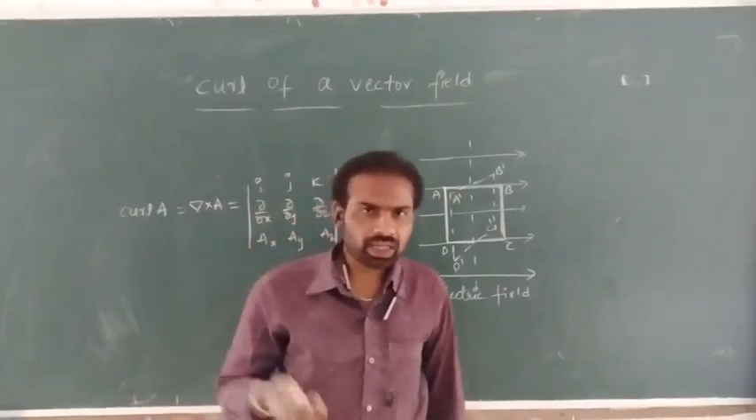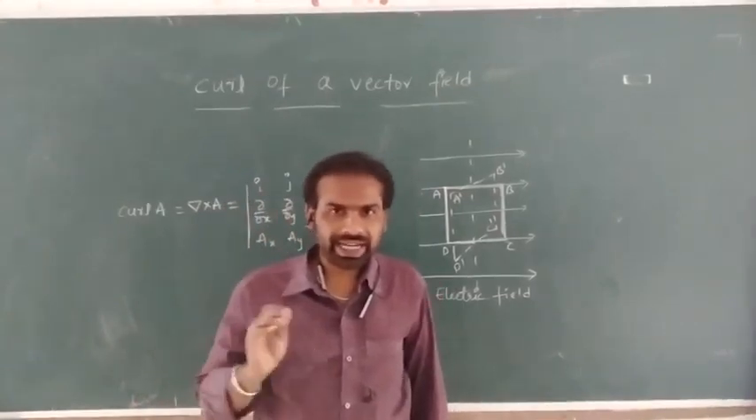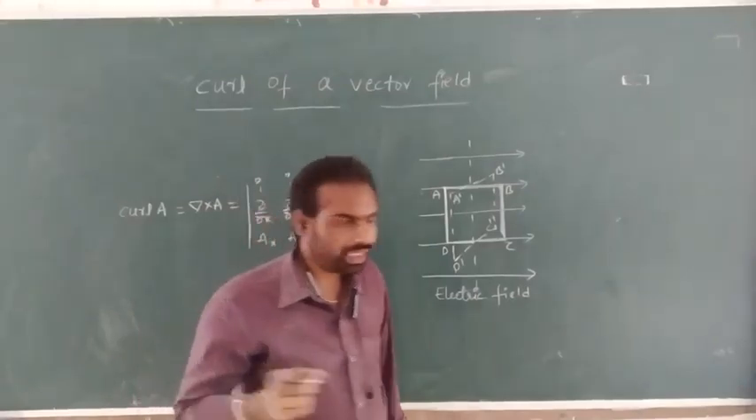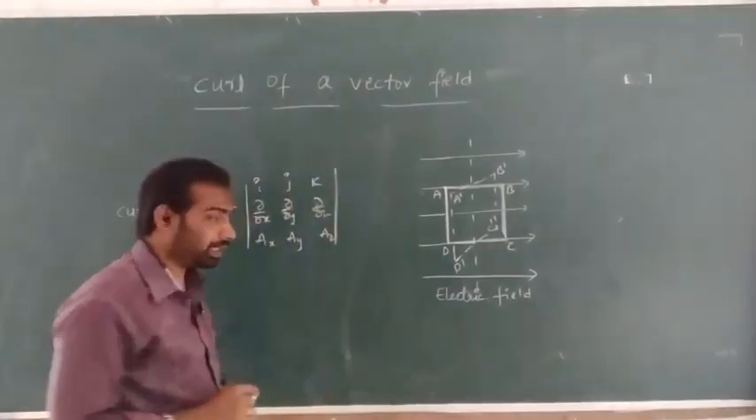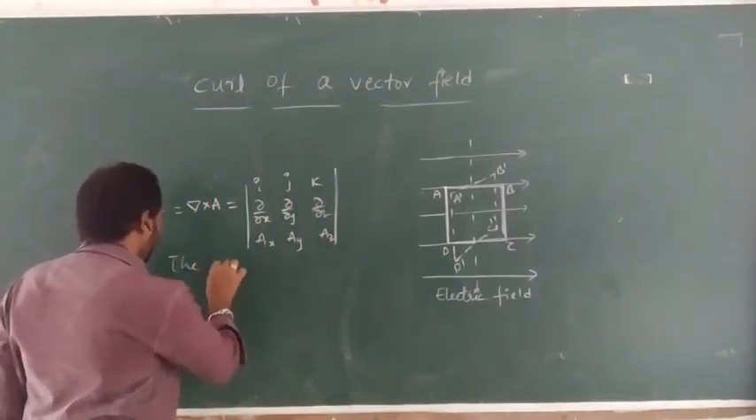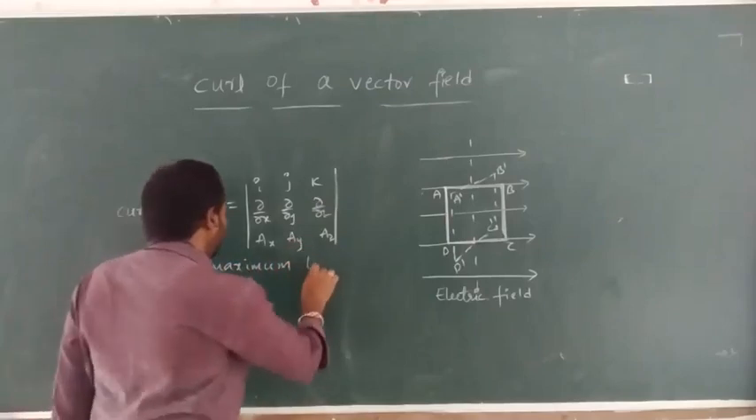Definition. In the last class we discussed the line integral. What is a line integral? The integration along the curve is nothing but the line integral. Here, what is the curl of a vector field? It is the maximum line integral.